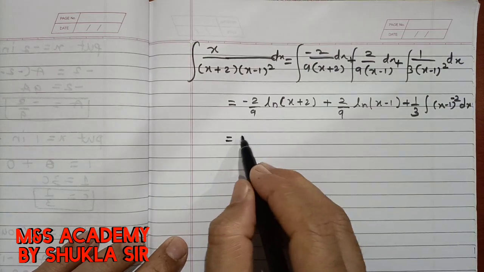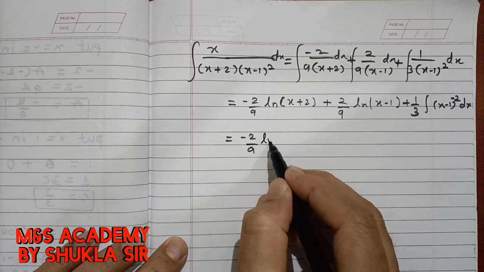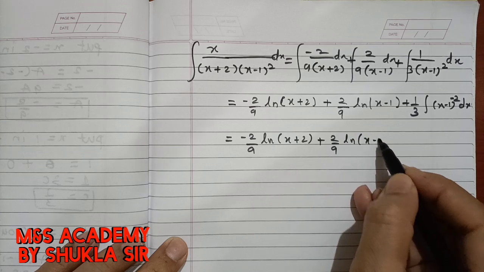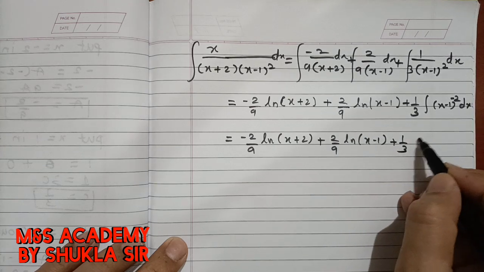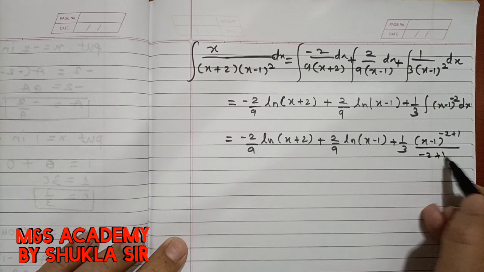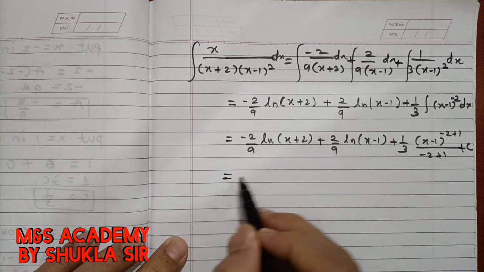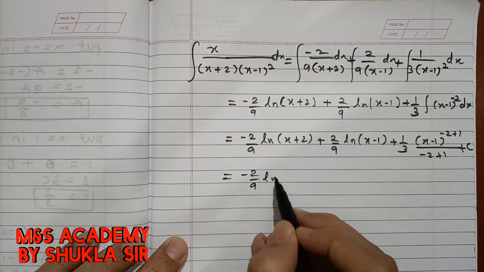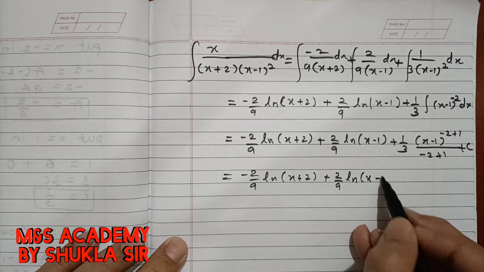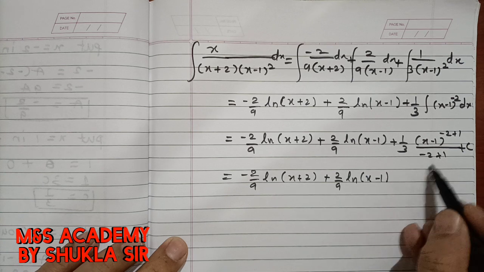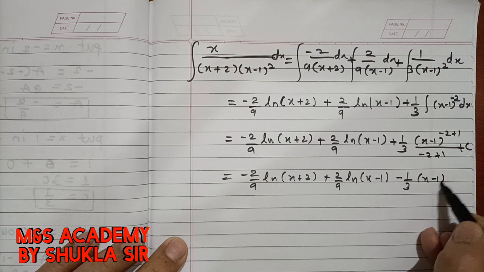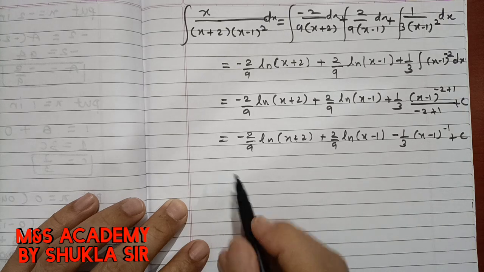So this is equal to minus 2 by 9 ln |x plus 2| plus 2 by 9 ln |x minus 1|, 1 by 3 times the integral of (x minus 1) to the power minus 2, which is minus 2 plus 1 divided by minus 2 plus 1, plus that constant. So the final answer is minus 2 by 9 ln |x plus 2| plus 2 by 9 ln |x minus 1| minus 1 by 3 (x minus 1) to the power minus 1 plus c. This is the final answer.